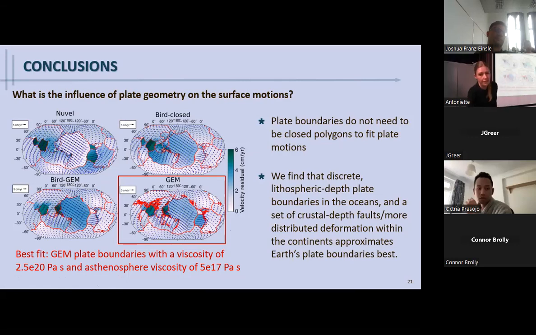And then the fact that this model is the best one tells us the structure of the plate boundaries is different in the continents compared to the oceans. So in the oceans, we have these plate boundaries that are discrete and go through the whole plate, whereas in the continents, we have more distributed zones that are easy to deform, and that only go through the crust and not through the whole plate, and give us more distributed deformation.